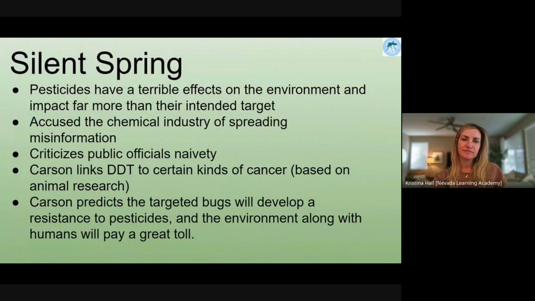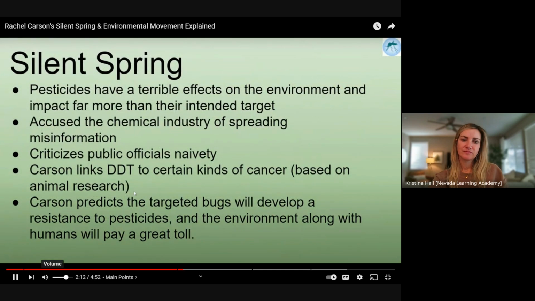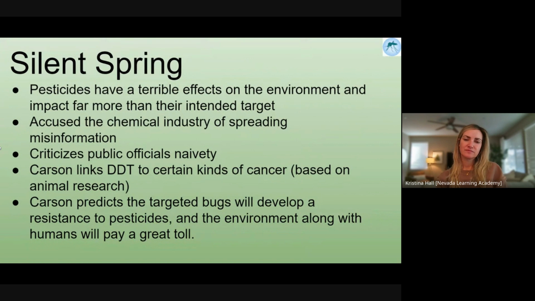Okay, now let's take a look at the main points of Silent Spring. The focus of the book is the terrible effects of pesticides. As Carson found, their impact goes far beyond their intended target of insects and other bugs, as the chemical works its way up the food chain and leads to humans. Carson imagines a day when the birds are all dead and no one will hear their songs again.